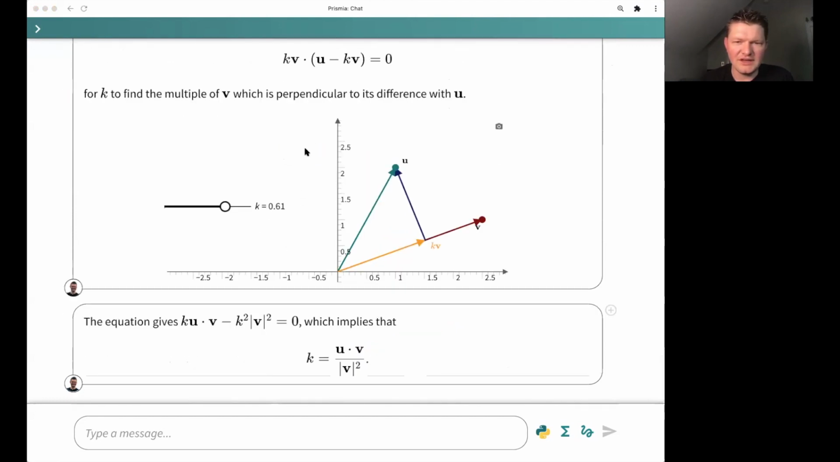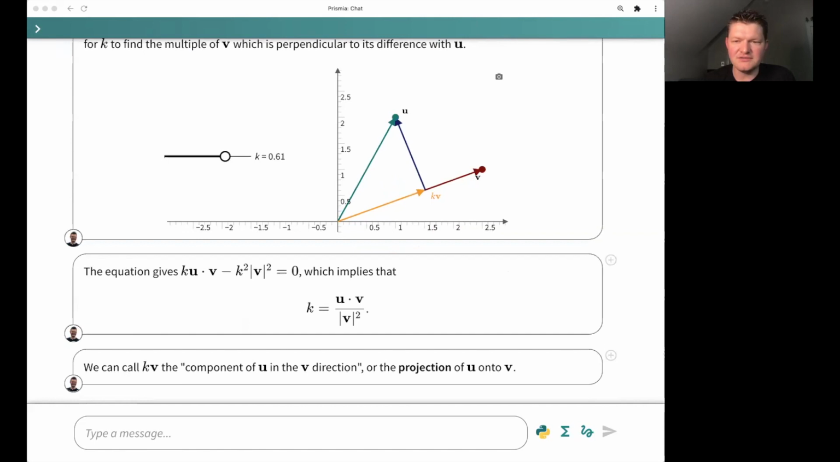So what that looks like is V dotted with U to give U dot V, that's there. The factor of K comes along for the ride. Then we have minus K times K, so that gives us a K squared, and then we have V dotted with itself. So that's the squared norm of V. And then we can solve this equation. You get this formula for K. So U dot V divided by the squared length of V. And we call this the component of U in the V direction, or the projection of U onto V.